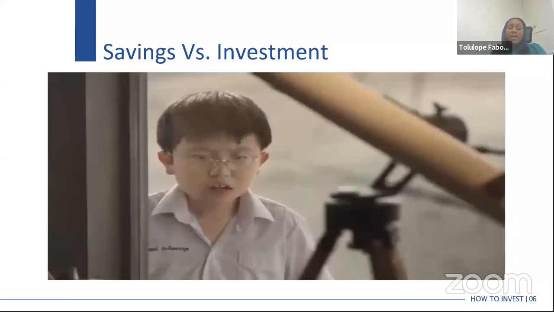Okay, so in looking at investment, like I mentioned, investment is not the same thing as savings. Someone mentioned when we were starting that they would like to invest in a professional way, like the millionaires. Okay, so we'll look at that now.